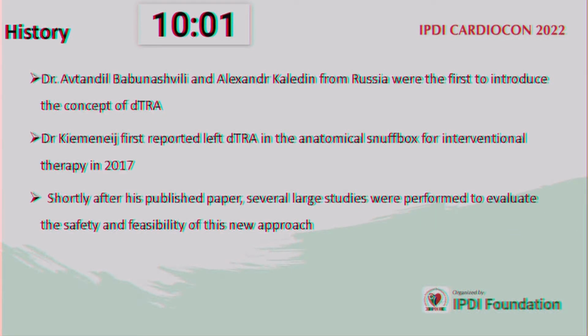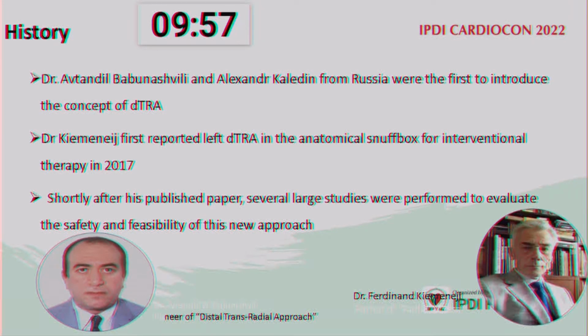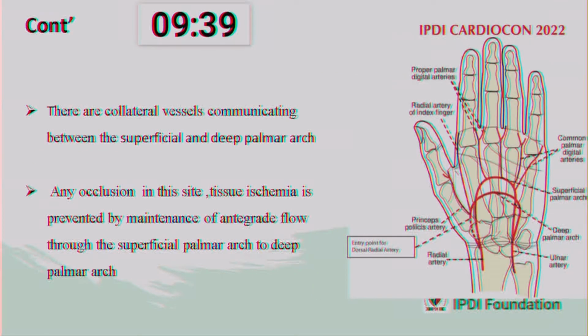The person who started this procedure in the world is Babunashvili, and the intervention was started by Kiemeneij. In Bangladesh, we started in 2017, on 3rd December. There are two sites where the pulse of the radial artery in the dorsum of the hand can be felt. The first one is in the anatomical snuff box, and the second one is the intermetacarpal space.